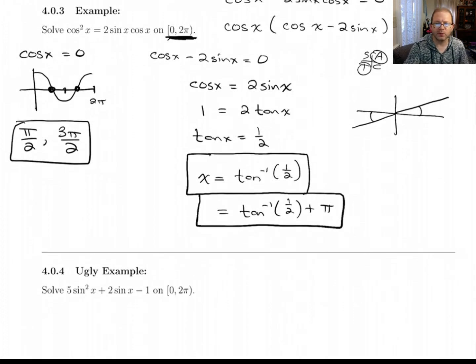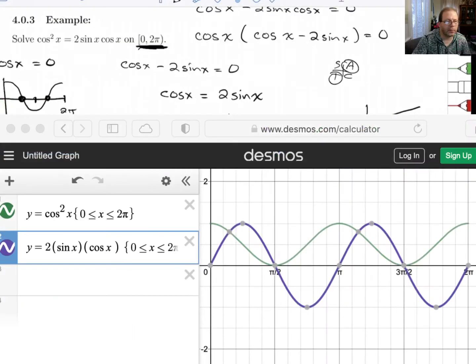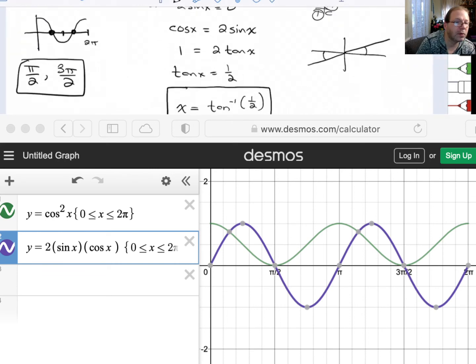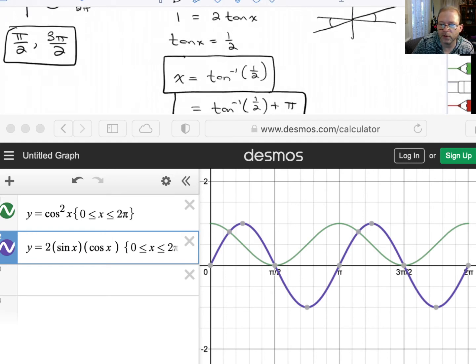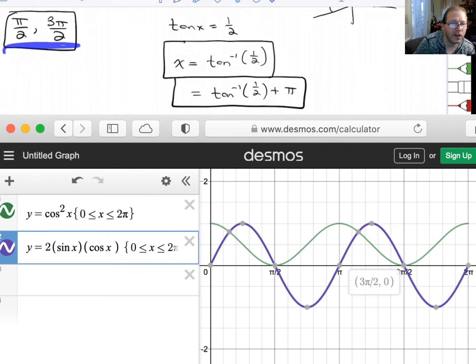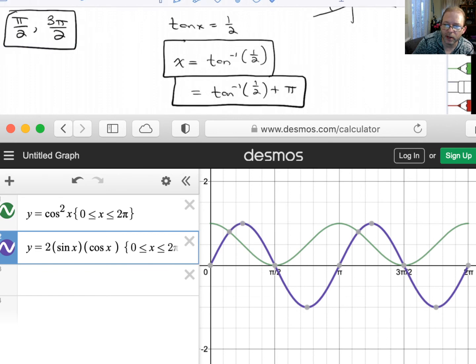Now let's look at this on Desmos. What I did on Desmos here is I graphed both sides of the equation. So in green we've got cosine squared, and in purple we've got 2 sine x cosine x. And sure enough, we got 4 solutions. Now 2 of them are nice and easy to see. Pi over 2, and here they cross at 3 pi over 2. So those are nice, and those are the 2 that we've got up here. Now these others correspond to this number and this number.